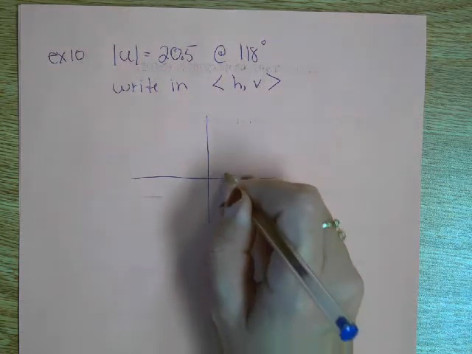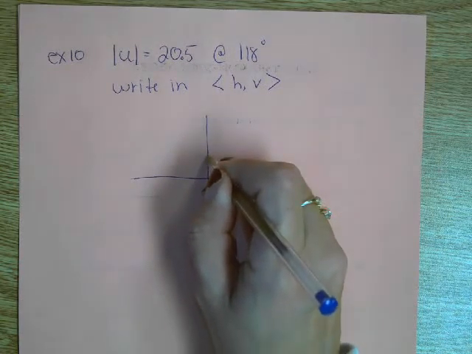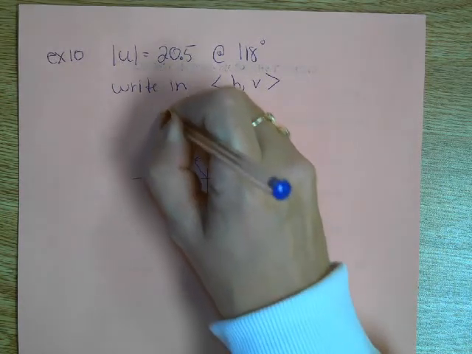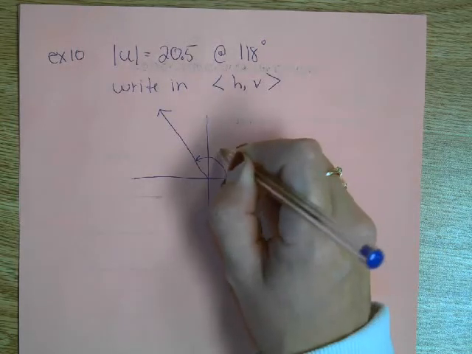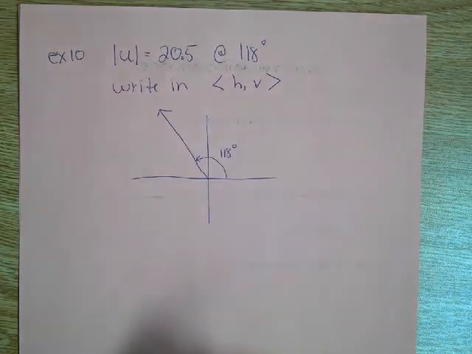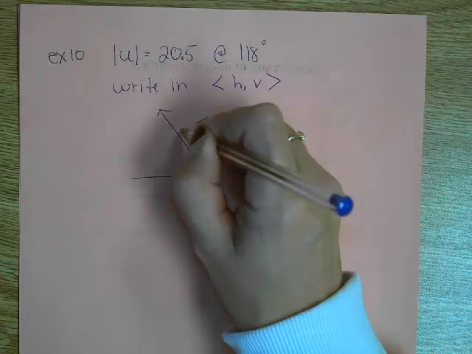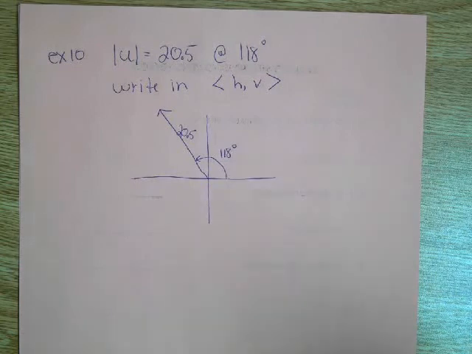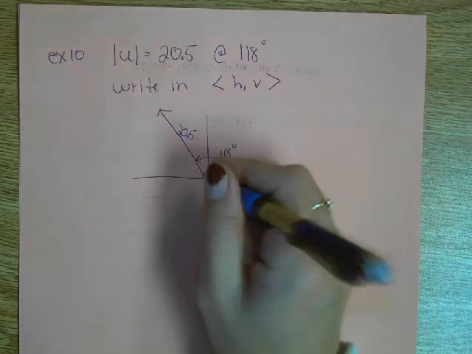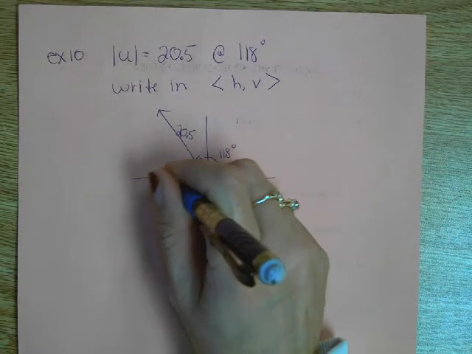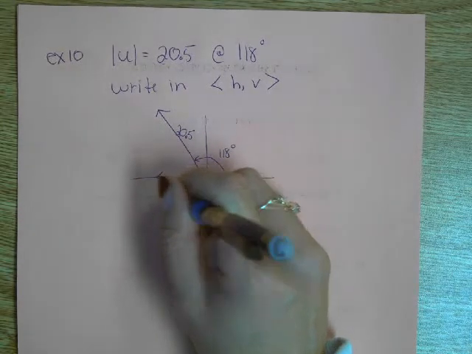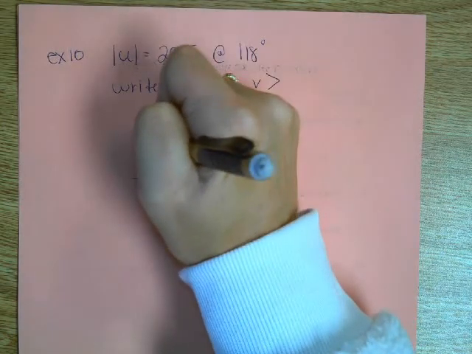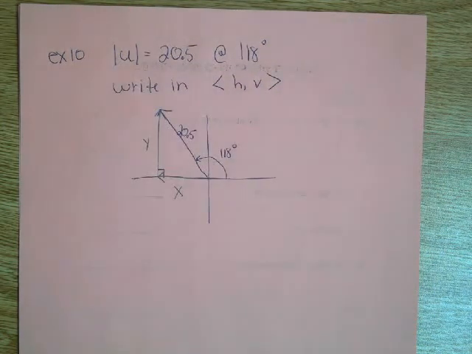So starting from due east, there's 90. Got to go a little bit more. So here's vector u. That's 118. This is 20.5. The question is asking for the horizontal and the vertical component vectors.